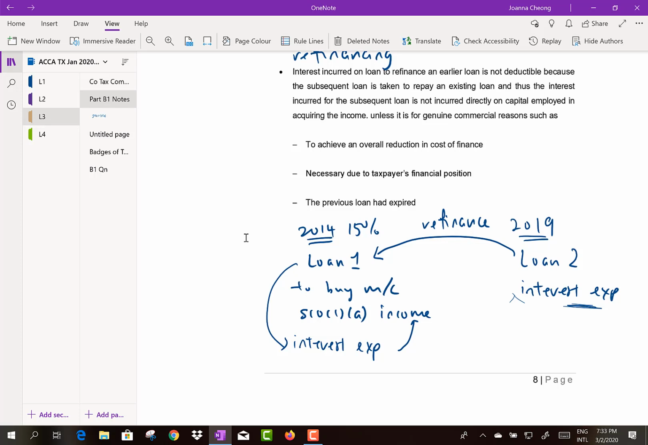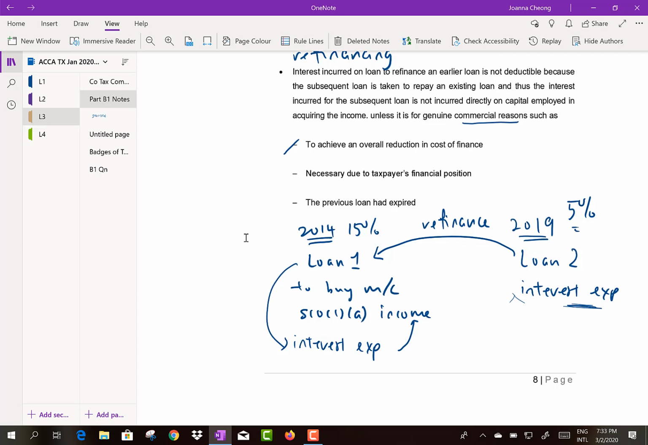Now, what will be the example of commercial reason? You must have genuine commercial reason. That means you must prove to IRAS that you're doing it because of what? For example, you want to achieve a lower overall reduction in the cost of finance. Maybe now the market situation is different, the interest expense is only 5%. Then I think it is quite worth it to refinance, because you will save on your interest costs, correct or not? So this is one of the reasons why IRAS will allow you to claim a deduction on the interest expense from loan 2, even though loan 2 is not acquired for the purpose of buying the machine.